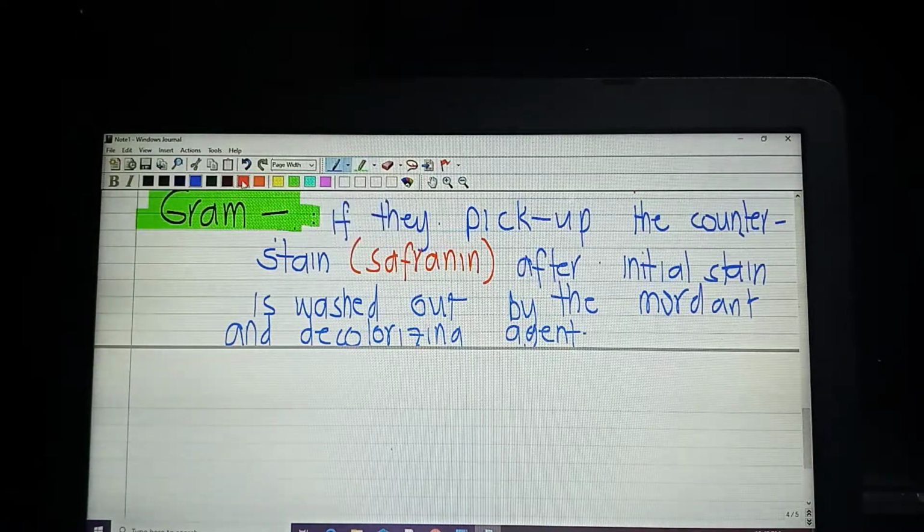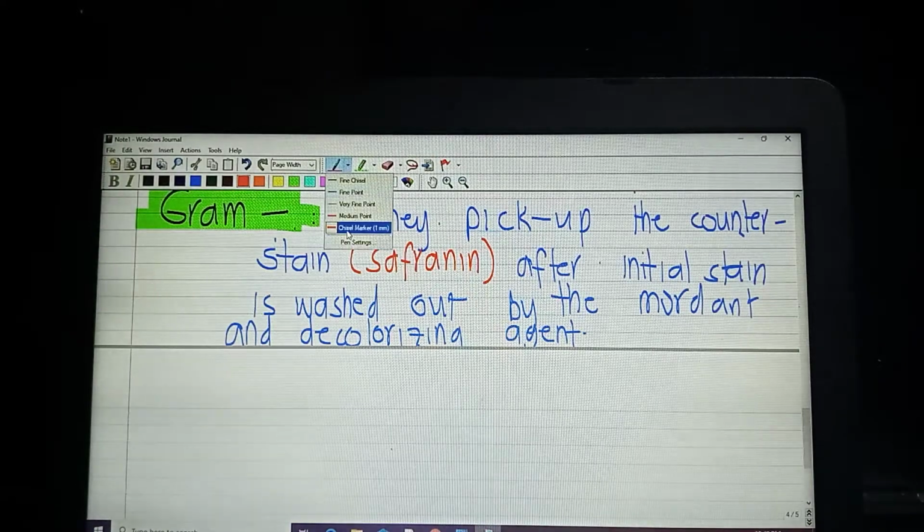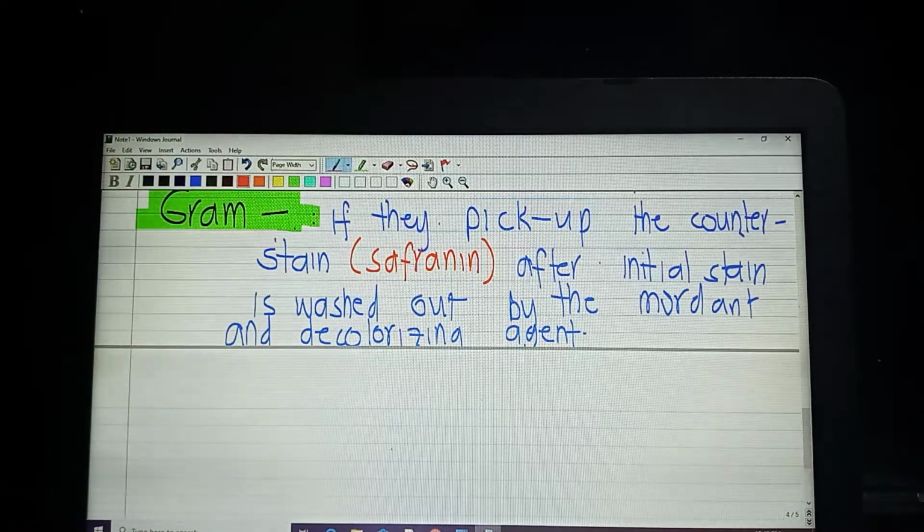Okay? Gram positive bacteria, if they retain the initial stain, which is your crystal violet, and your mordant or your iodine, and decolorizer alcohol, and thus resist the counter stain safranin. They are considered gram negative if they pick up the counter stain, which is your safranin, after initial stain is washed out by the mordant and decolorizing agent. So that is one of the characteristics of your gram staining, one of the oldest and most useful methods. That method is used to classify gram-positive and gram-negative bacteria.